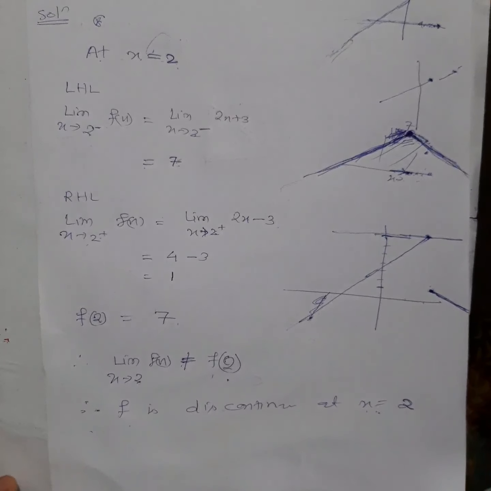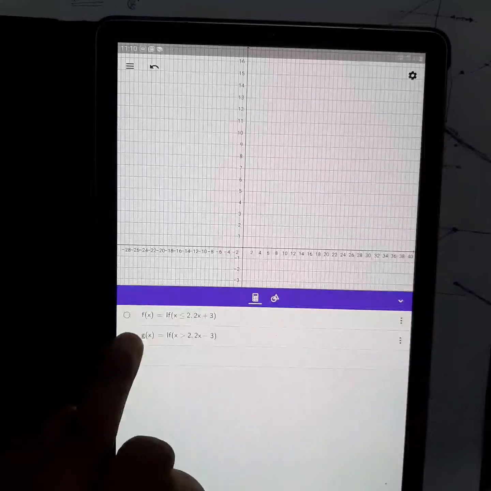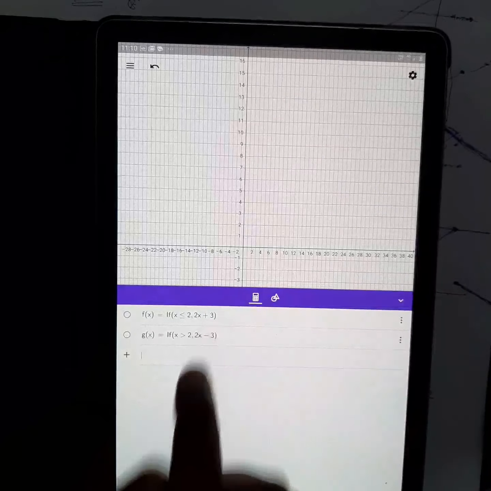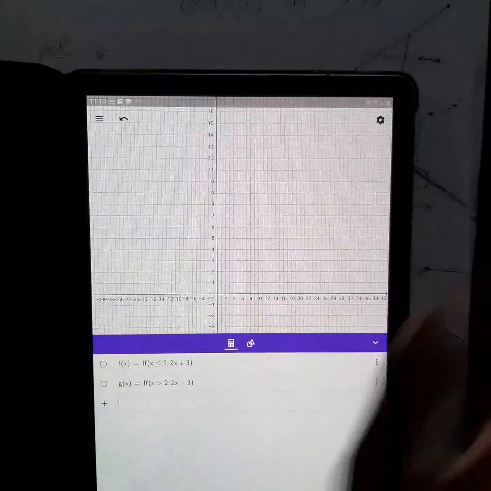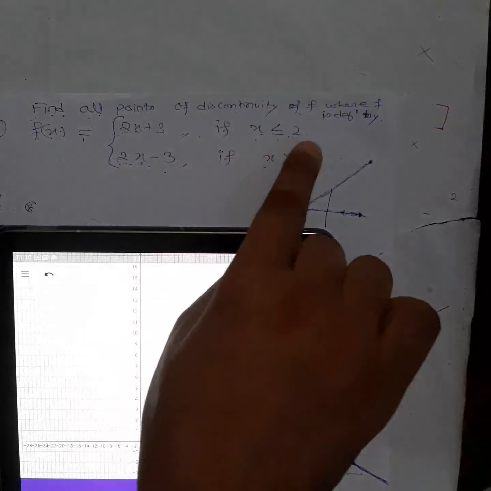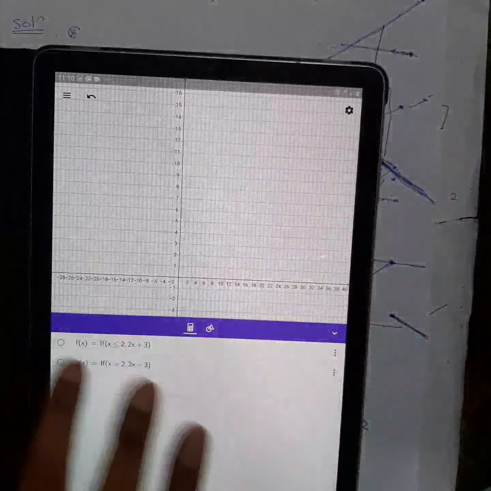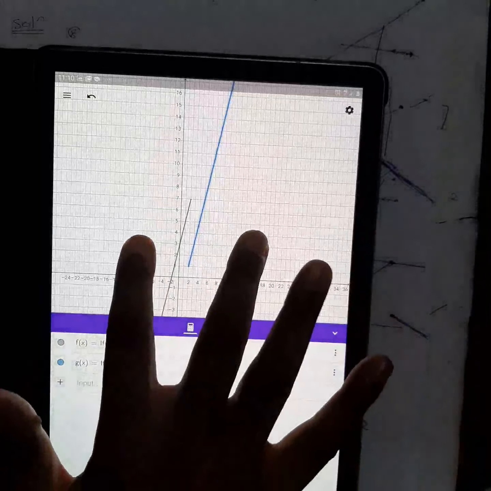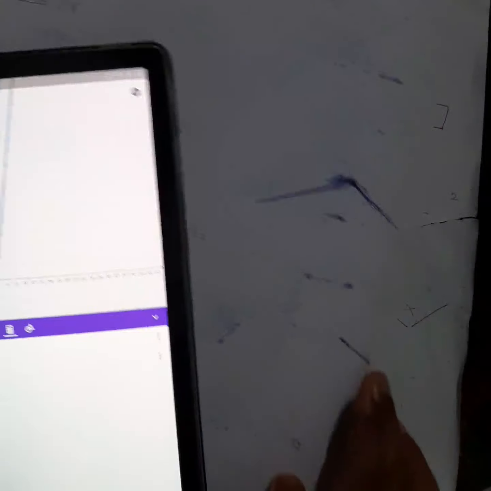Okay, so if I show you the graph, you can see I have written the function. If x is less than equal to 2, function is 2x plus 3, and if x is greater than 2, 2x minus 3. This was the function, right? You can see here. If x is less than equal to 2, this will be the function. If x greater than 2, this will be the function. So I have clicked here and we'll see what graph. So when I draw this graph, you can see what kind of graph it is given. I have drawn here downside, right? It will be like this. Okay, upside it will go.